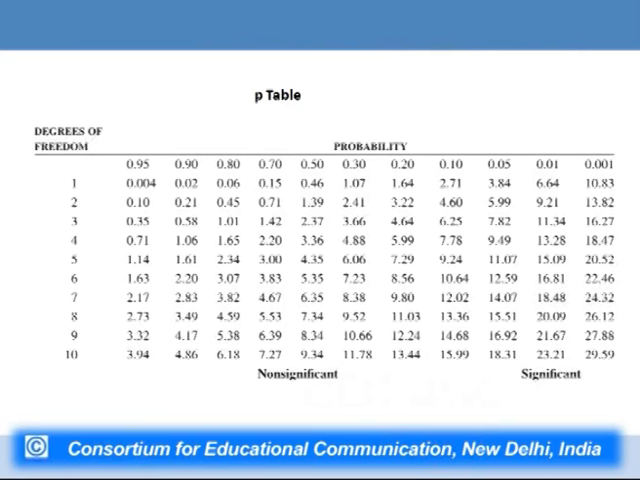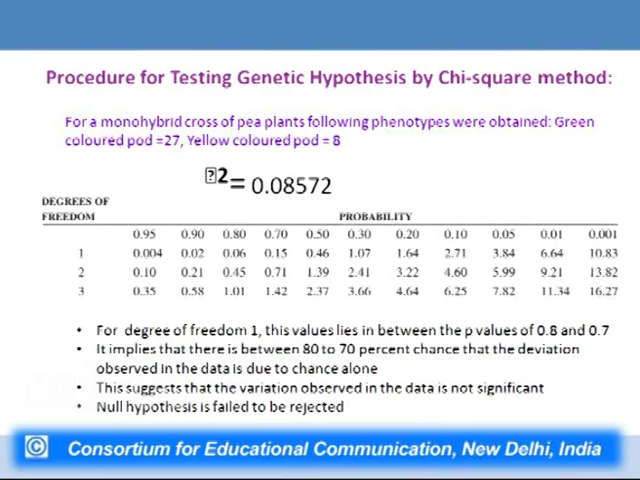So, for the above example, we are getting a value of 0.08572 for the chi-square, and for degree of freedom 1, this value lies in between the p values of 0.8 and 0.7, which implies that there is between 80 to 70% chance that the deviation observed in the data is due to chance alone. This suggests that the variation observed in the data is not significant, and null hypothesis is failed to be rejected. Whenever we are talking about null hypothesis, we always say failed to be rejected, because we do not accept any null hypothesis. We just say it is failed to be rejected.